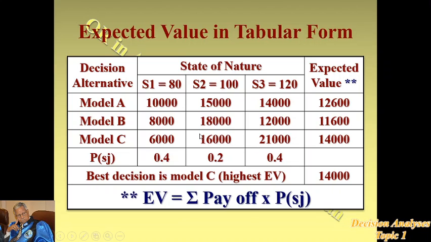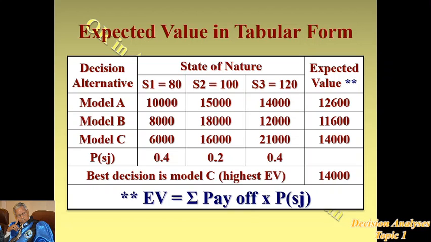The expected value of model B: 8,000 times 0.4 plus 18,000 times 0.2 plus 12,000 times 0.4, the sum is 11,600. The expected value of model C: 6,000 times 0.4 plus 16,000 times 0.2 plus 1,000 times 0.4, the expected value is 14,000.